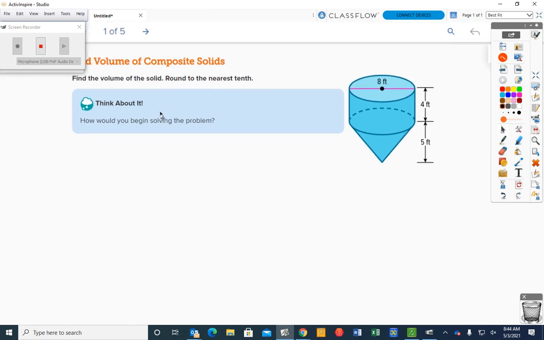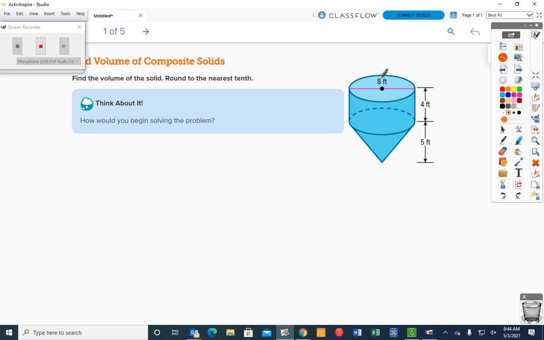this figure. If I look at this figure right here, the first thing I know is, what is this figure made up of? A cylinder and a cone. Do you understand how to find the volume of a cylinder? Yes, you do. And then you have a cone. Do you understand how to find the volume of a cone? Yes, you do. So what would that tell me that I need to do here? I need to find the volume of the cylinder first, and then find the volume of the cone.